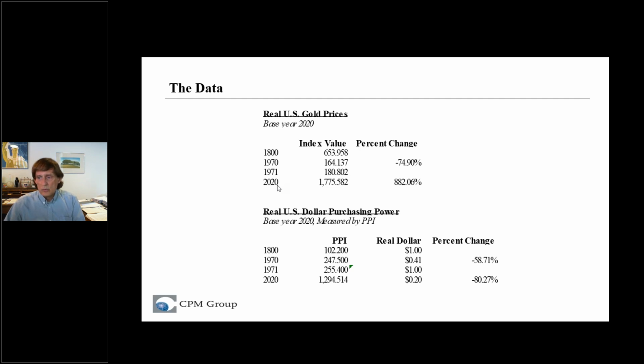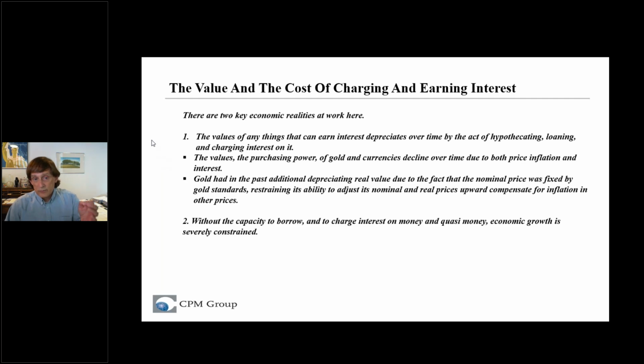From 1971 to 2020, after we severed that fixed dollar gold price ratio, the real price of gold has risen 882%. Pretty good investment. The real dollar purchasing power, you can see here, was off 59% from 1800 to 1970. Not particularly sterling performance. And then from 1971 to 2020, it fell another 80%. So it's down to about 20 cents in $1,800 terms. $1 in 1800 is equivalent to 20 cents today. So the dollar has deteriorated. Gold has actually appreciated since we got rid of the dollar gold standard. Good thing for gold investors to remember.